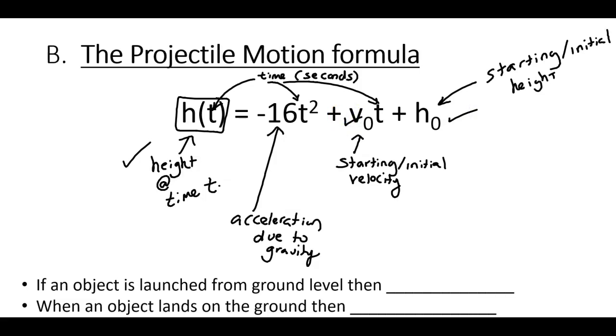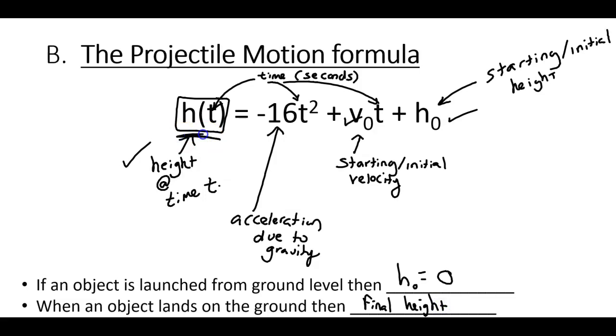Now, some things to keep in mind. If an object is launched from the ground level, that means your starting height would be what? Yeah. So, let's talk about a golf ball. When you hit a golf ball, it's coming off of the ground, so the starting height would be 0. When an object lands on the ground, that means its final height is 0, right? Not its starting height, but its final height.